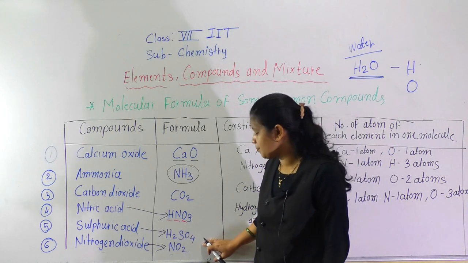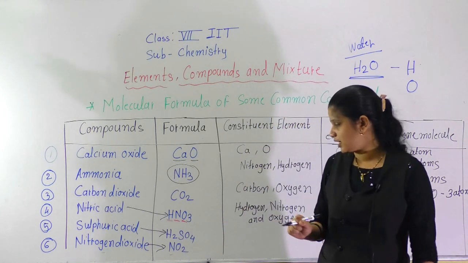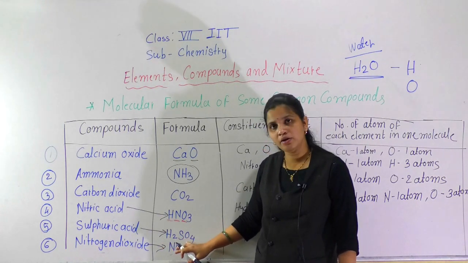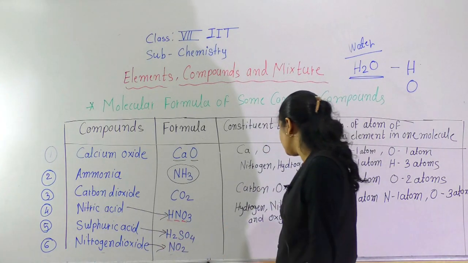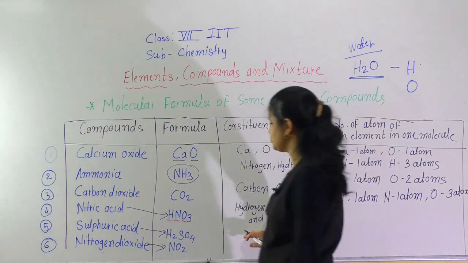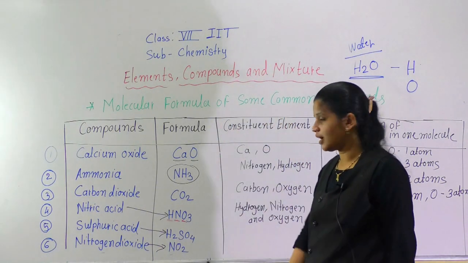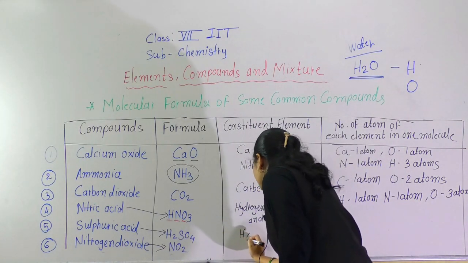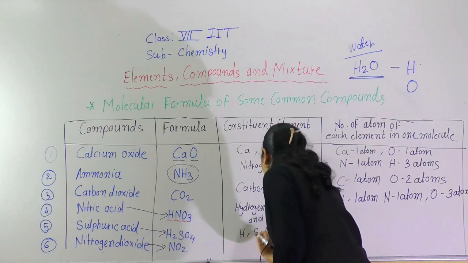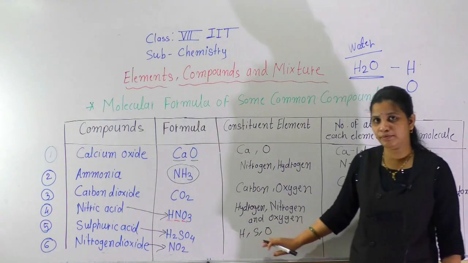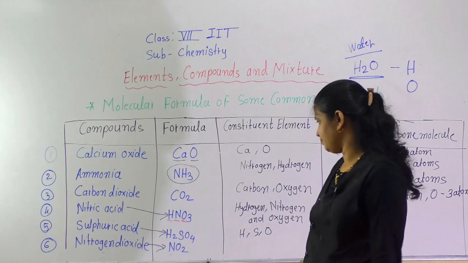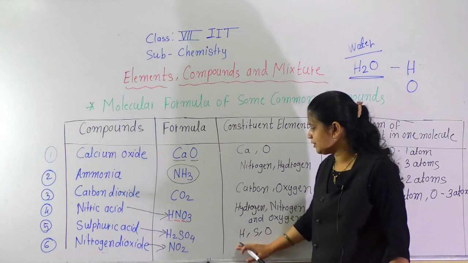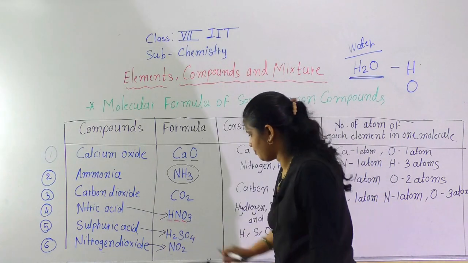Now in this compound, which elements are present? Hydrogen, sulfur, and oxygen. Here I am just writing the symbol, but you write the name. Hydrogen, sulfur, and oxygen. So three elements are present in this compound.